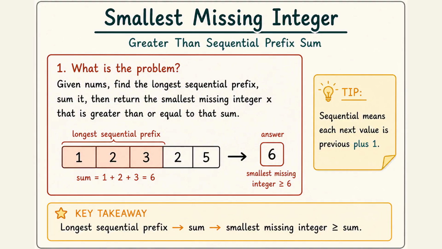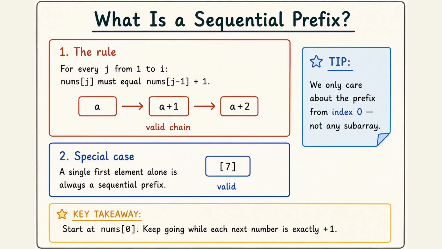For 1, 2, 3, 2, 5, the answer is 6. What is a sequential prefix? It is a prefix from index 0 where every next value equals the previous value plus 1. So the numbers form a clean rising chain like a, then a plus 1, then a plus 2. One special case: the single first element alone is always a valid sequential prefix. Remember, we only look at the prefix from the start of the array, not a subarray in the middle.